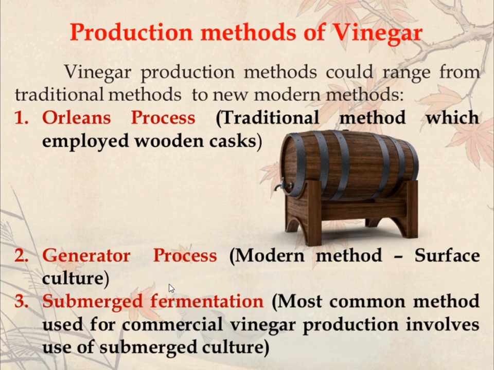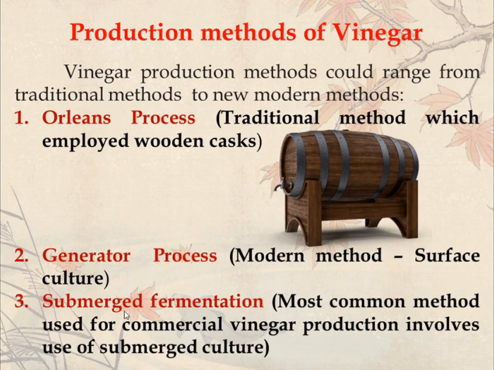Due to the heat that is made during the fermentation of vinegar, air is forced through the chamber to keep it cool. And the vinegar produced is recirculated 2 to 3 times until the desired concentration of vinegar is achieved. So this is about the generator process.